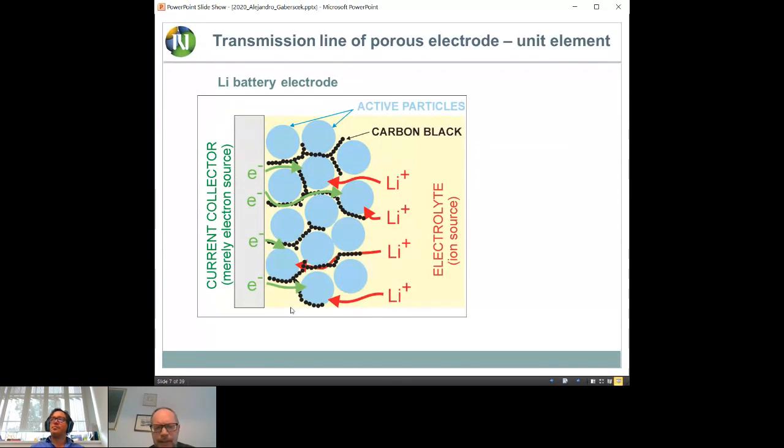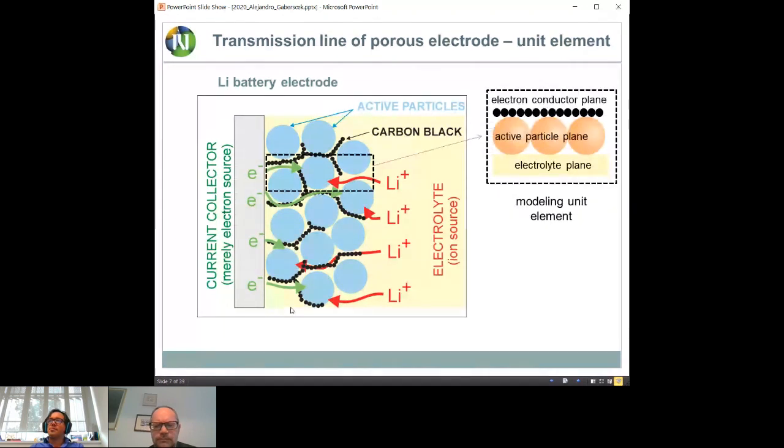So if we have this kind of schematics, then how do we make this kind of transmission line? So first we identify a sort of unit element, modeling unit element. Let's say that we have carbon black, which is pathways for electrons. Then we have electrolyte plane below the active particles, which is soaked with ions and conductive through ions in liquid phase. And then we have these active particles. And this is a sort of unit out of which you create then the whole electrode.